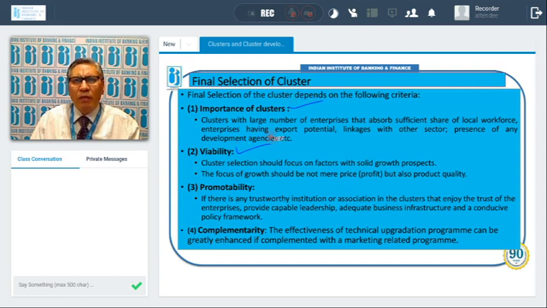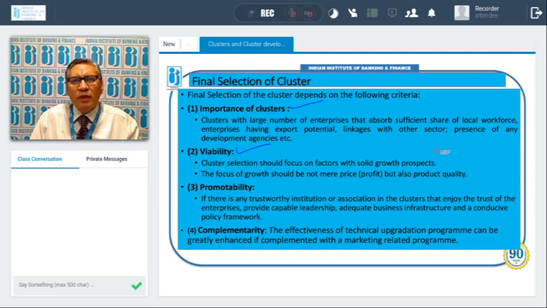Then the viability of the cluster. Cluster selection should focus on factors with solid growth prospects. What are the growth prospects of that cluster? Suppose one entrepreneur is going to set up an MSME enterprise in a particular cluster where he finds no growth prospects, meaning technological advancement may not take place, training institutions may not be there, other business associations and supports may not be there. So that cluster will die down of its own death. In that case, who will be the loser? The new entrepreneur will be the loser. So the viability has to be assessed. The focus of growth should not be mere price, that means profit, but also product quality.